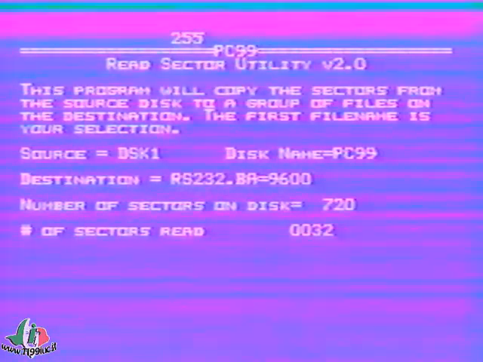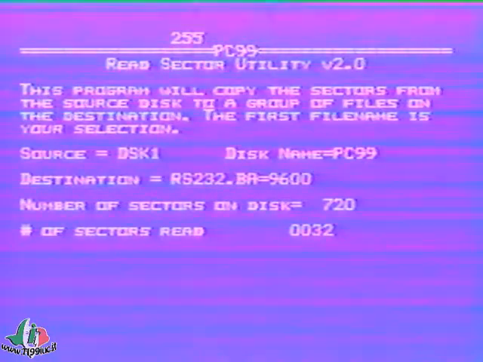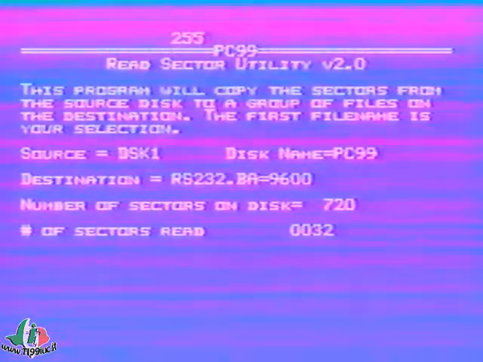One of the most important tricks that you need to be able to play on PC99 is sending a TI disk over. That's all I want to do.